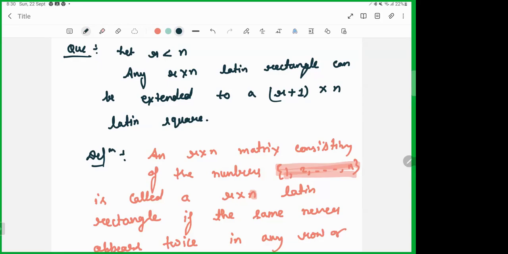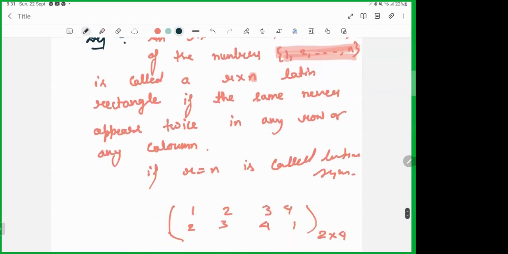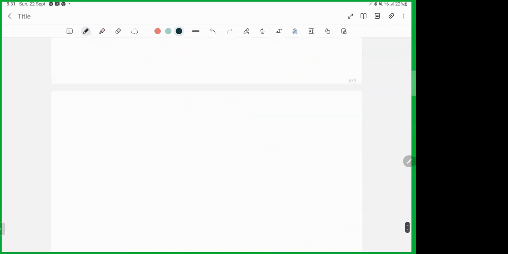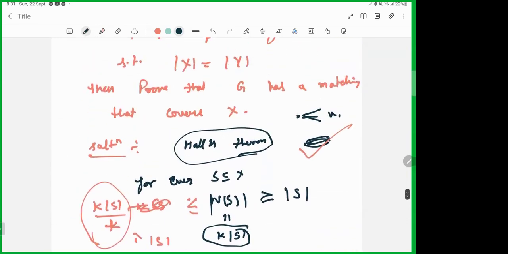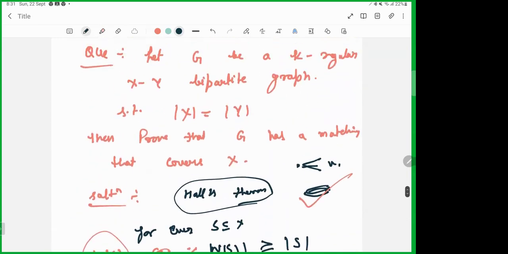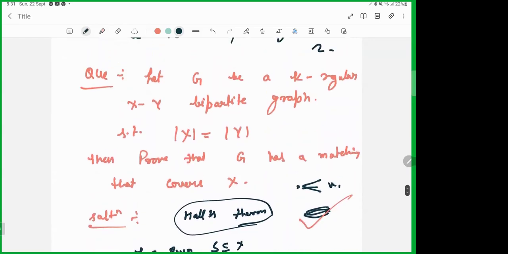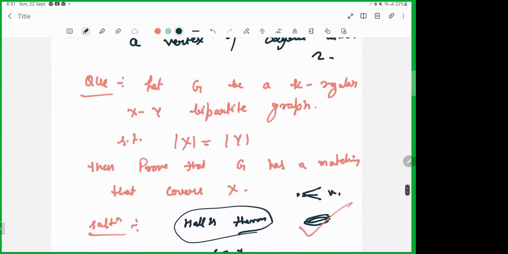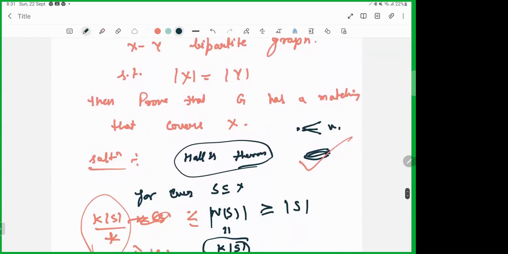In the bipartite set, we are expected to get a bipartite graph, right? From the given data, how will you do it, and then use the previous one to prove that G has a matching that covers, yeah, this previous one, right? This matching thing. Then extend it basically.